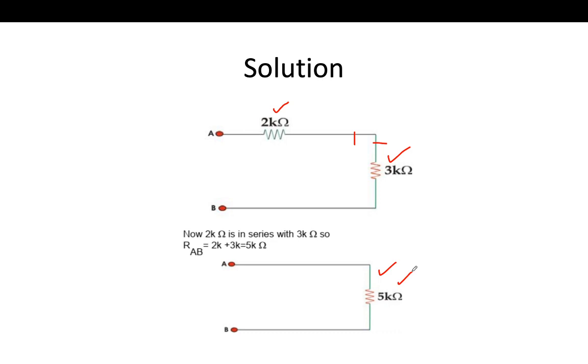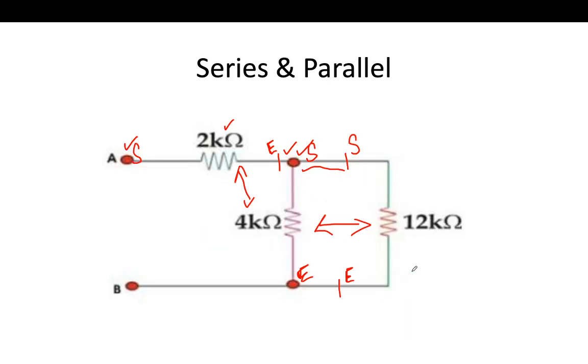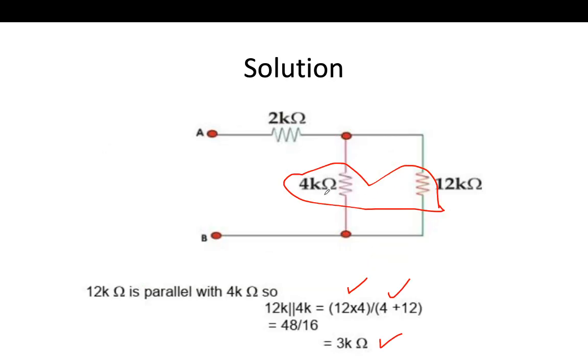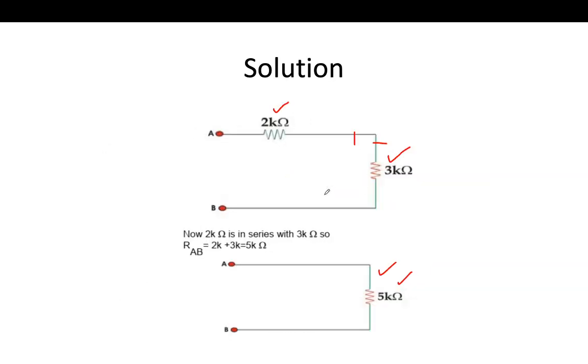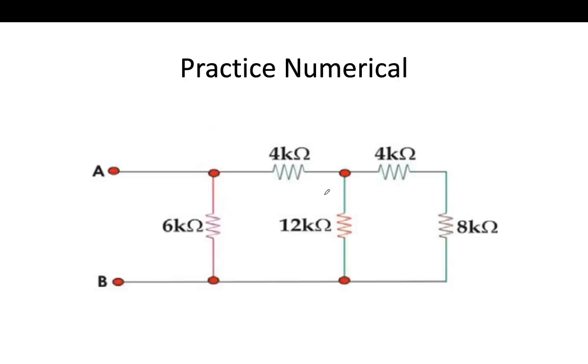So the answer for this circuit is 5 kilo ohm. So you see, the first step is we have to find out whether they are in series with each other or parallel, and then step by step we start solving that. So here we understand how we solve the series circuits, parallel, and how we will do the combined circuit also.